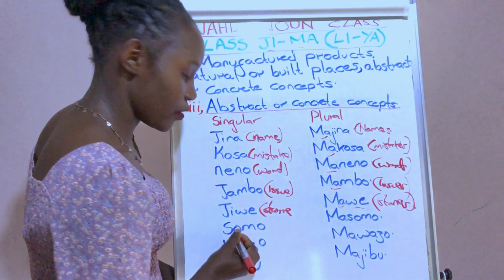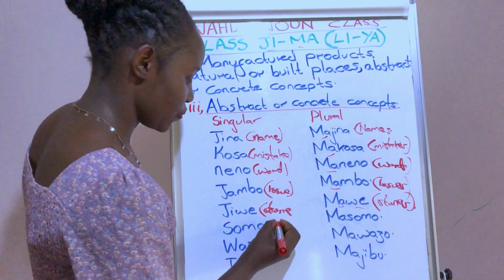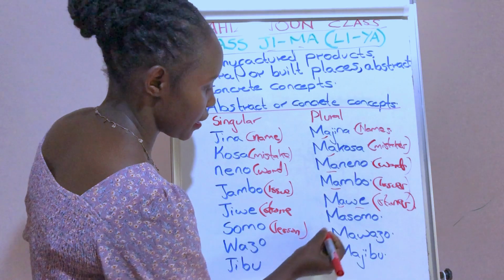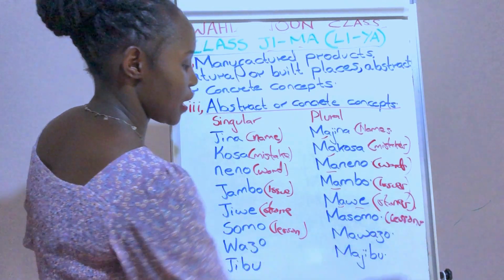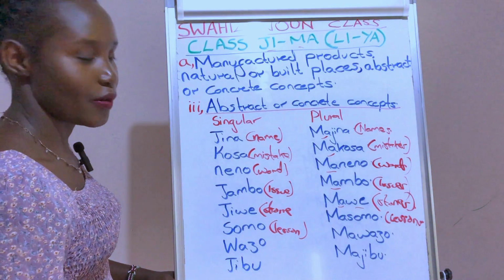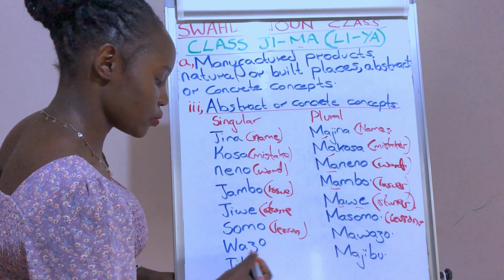Don't say majiwe. Say mawe for stones. The next one we have somo. Somo, a lesson. And in plural we say masomo. Masomo for lessons. Somo la leo. Masomo ya leo.